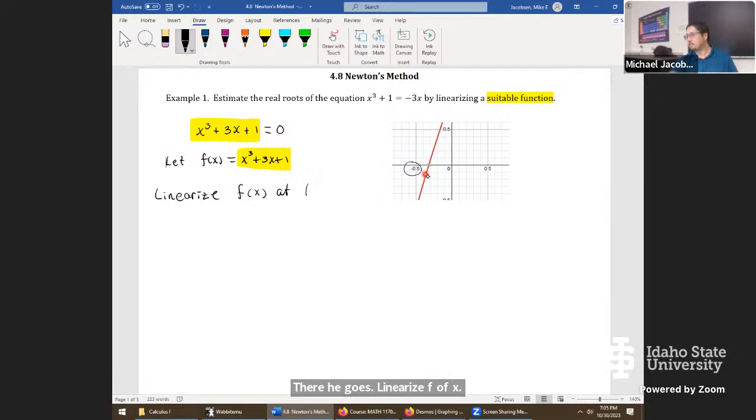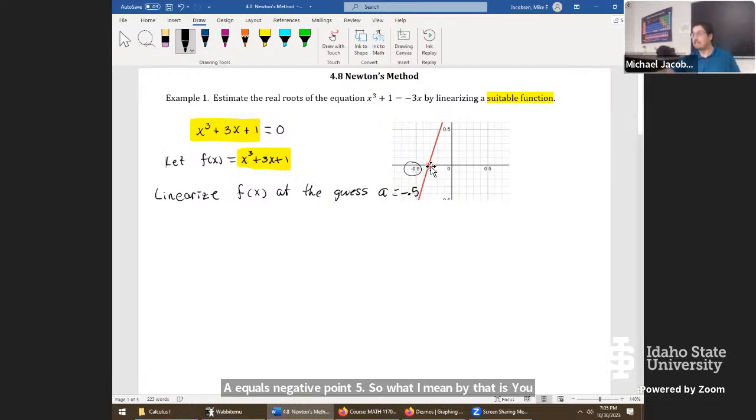at a equals negative 0.5. So what I mean by that is you could have used the value that was right here by the red dot, but you just need some number to linearize the function at, and I'm going to use it at the negative 0.5 here. So now we just want to linearize that whole function. We'll graph it and see what it looks like together, the function f itself and its linearization.